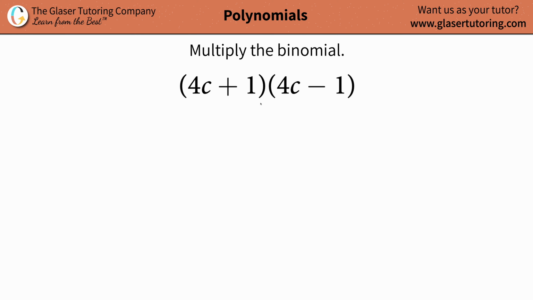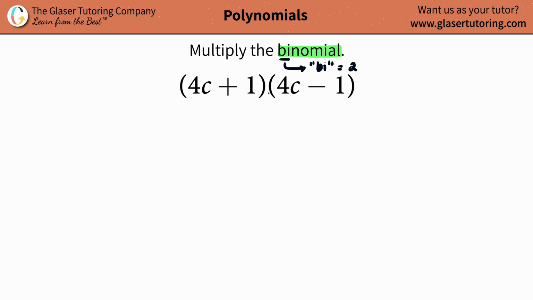Now in this question, we just have to multiply the binomial that's given. Well, a binomial just means that we have something with two terms. In mathematics or in science, the prefix bi means that we have two of something. So since we're dealing with the polynomial universe, we have a binomial, which just means that we have something with two terms.